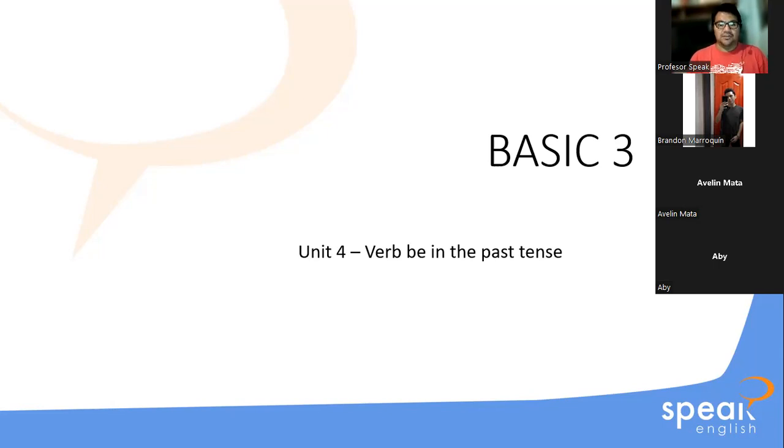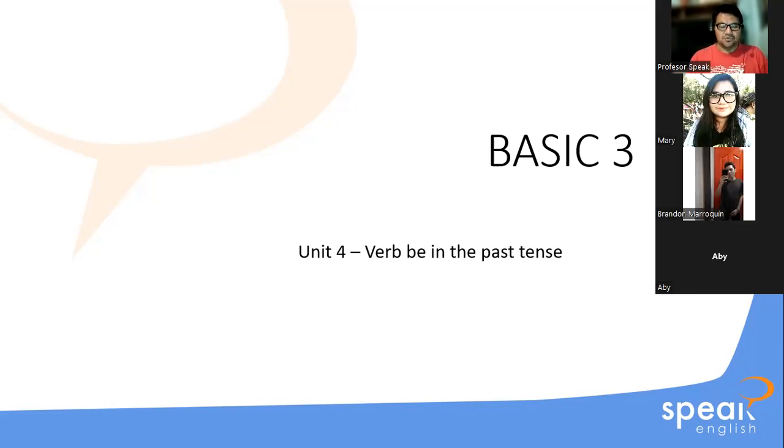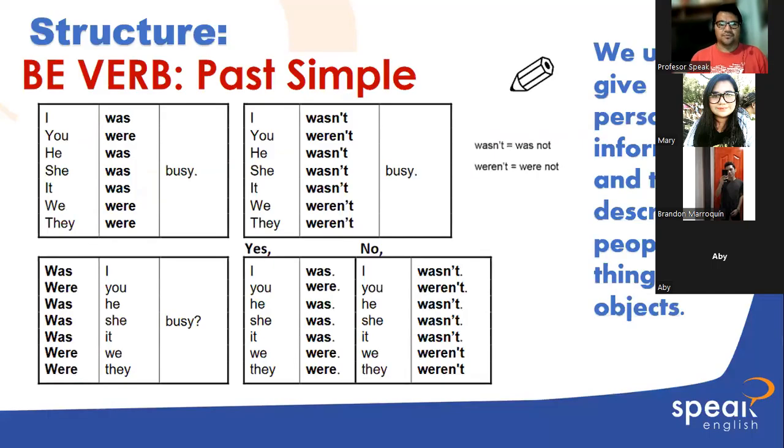Very good. All right. So now, since in the present tense we have am, is, and are, in the past tense, we also have 2. We have was and were. Was and were. And as you can see here in the presentation, we have the verb be in the past tense, and we use it to give personal information and to describe people, things, or objects. So remember, we use it to give personal information and to describe people, things, or objects.